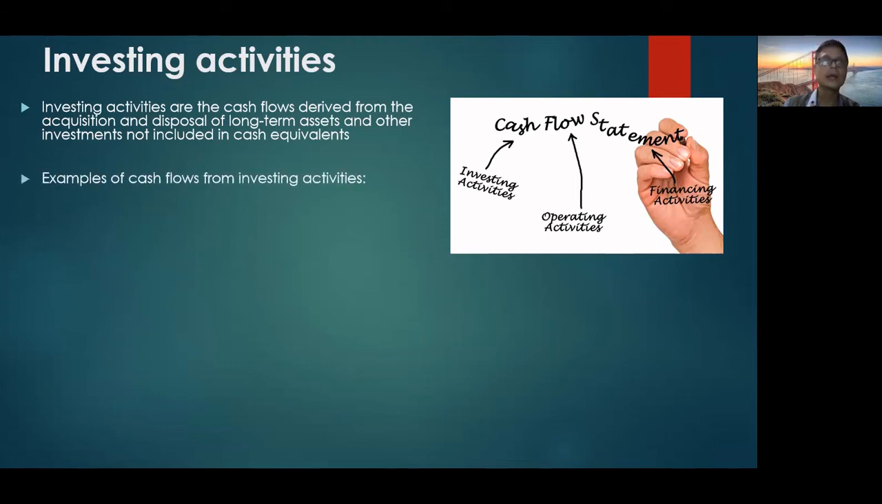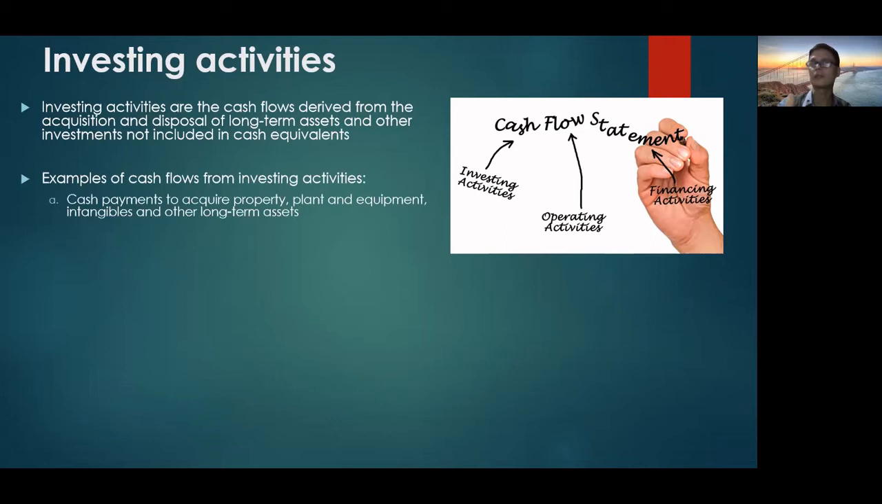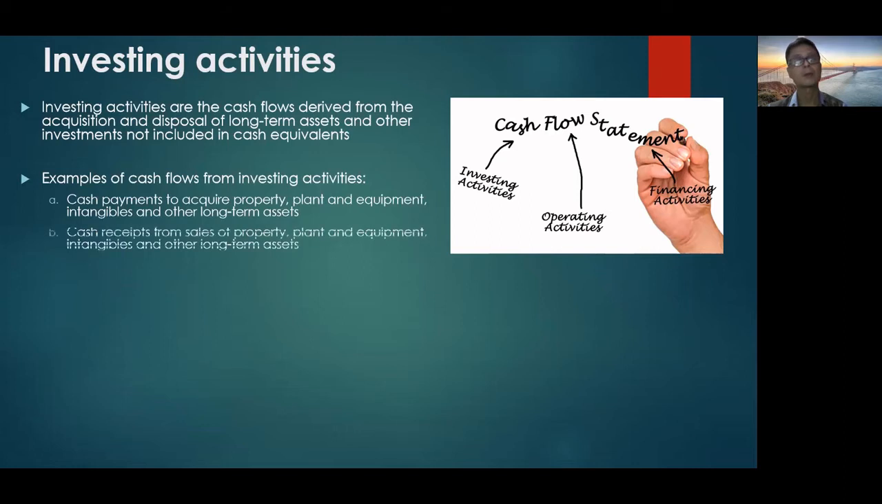Examples of cash flows from investing activities: cash payments to acquire property, plant and equipment. So if they bought property, plant and equipment, this is an outflow, money going out. Cash receipts from sales of property, plant and equipment. So when it's sold, that is a cash receipt, so that adds to the cash flow.